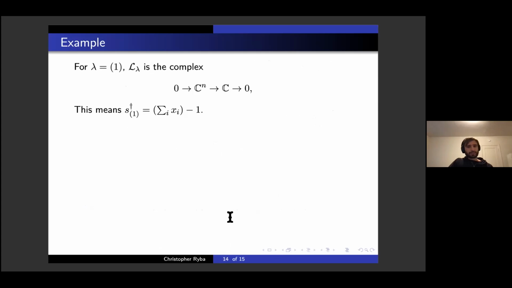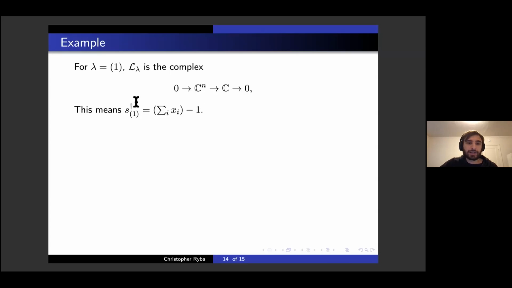Okay, so let's revisit our example. In this example, we had this complex before, and so we had the vector representation, whose character I said was just the sum of xi's, and then the character of the trivial representation is just 1. So when I take the Euler characteristic, I take the alternating sum, and so I just end up with a sum of xi minus 1.